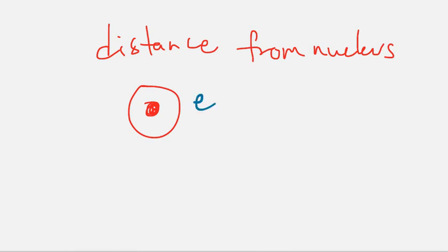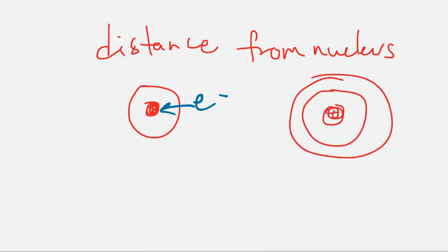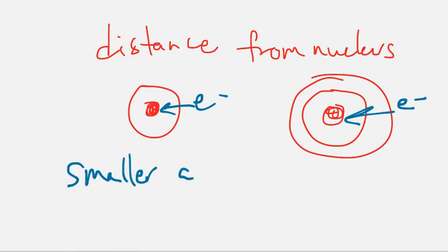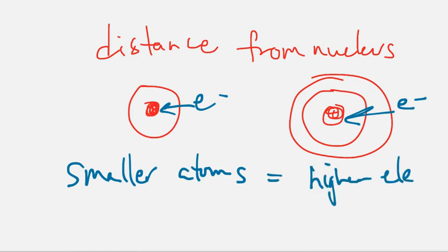So here's an electron that's floating around. Who's going to pull this stronger? A big atom here, or a smaller one? Okay, think about that. The smaller one is going to pull it. It's going to be more attractive because it's closer to the nucleus. So smaller atoms equal higher electronegativity. Higher electronegativity. So you'll write those down.